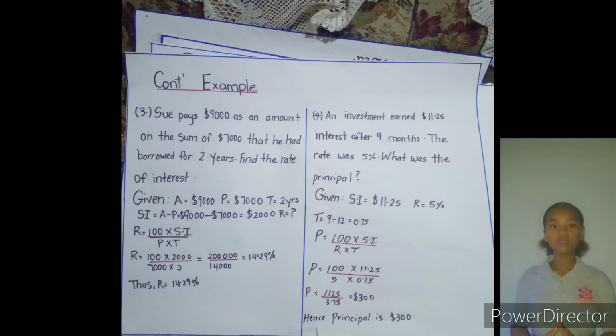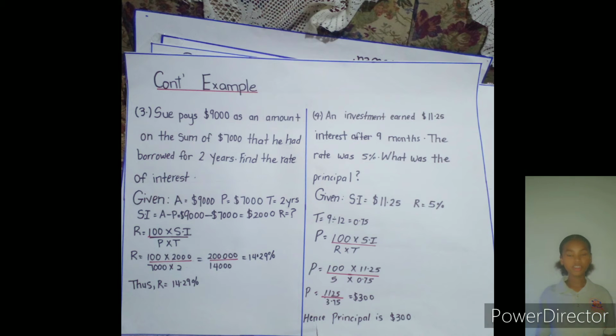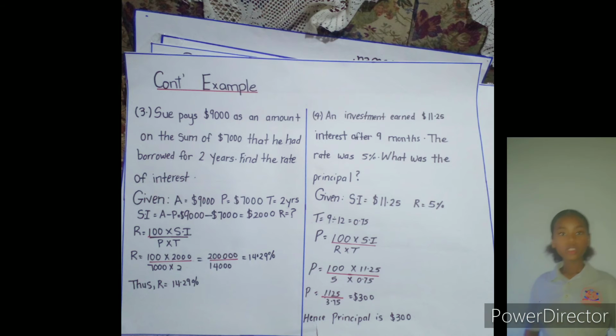We have one more example to do. Tell me what is the next one. Principal, very good. We have 9 months, but they need the answer in years. What do you think we do, class? Yes, very good. 9 divided by 12, because there are 12 months in a year. When we divide that, we get 0.75. Let's put that into the equation: 100 times 11.25 divided by 5 times 0.75, which equals 1,125 divided by 3.75. When you work that out, we get 300. So our principal will be $300.